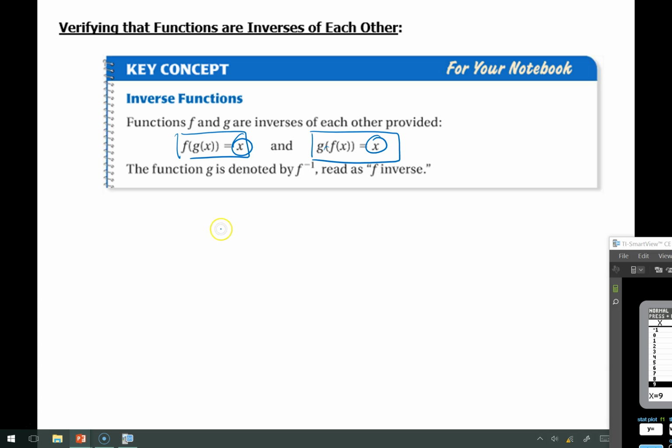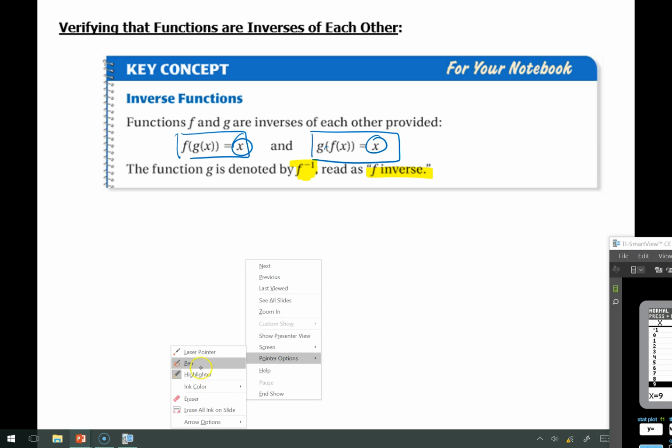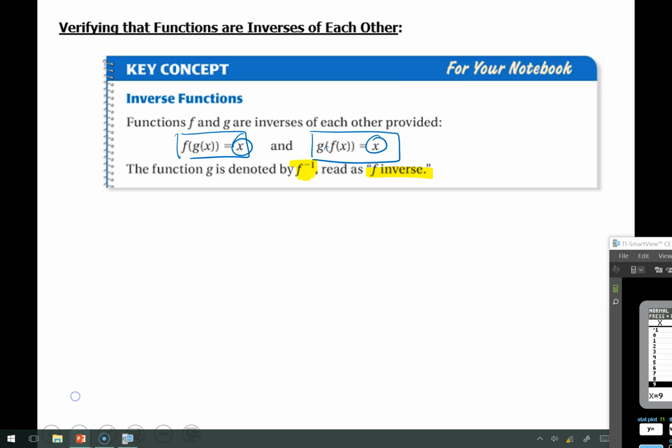I also want to point out just very quickly that there is a notation that you're going to encounter that you need to be familiar with. This f to the negative 1 power, that's read as f inverse. So if I have a function f of x and I find the inverse, or compose two functions to see if it is the inverse, you may see this written as f to the negative 1, which is read as f inverse. That new function, like we were just creating on the previous slide, is called f inverse, or the inverse of the original function.